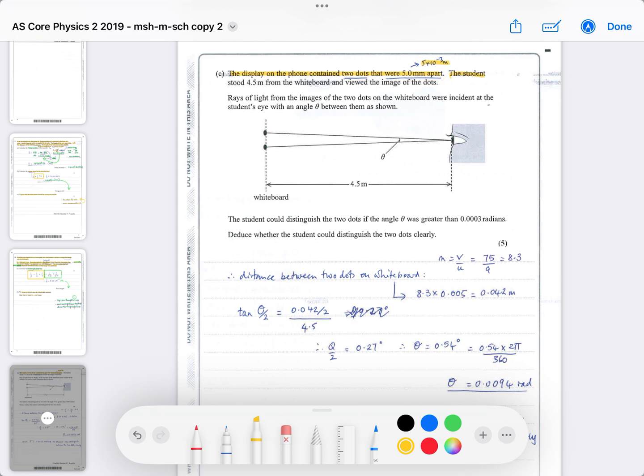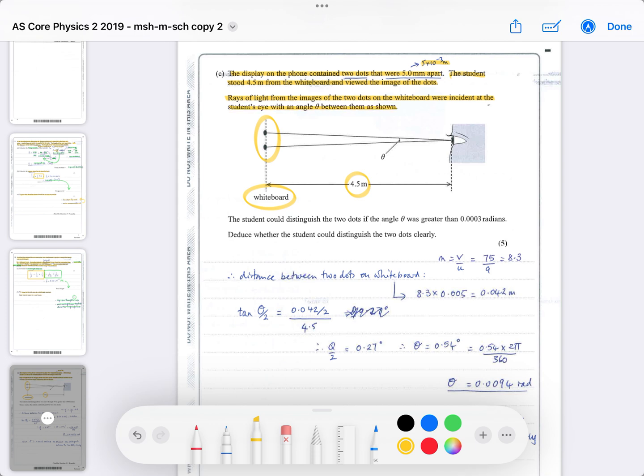The student stood 4.5 meters from the whiteboard and viewed the image of the dots. So here are the dots. On the original, he's looking at the whiteboard, so this is enlarged, okay, because he's 4.5 meters away. So this is the projected image on the screen. Rays of light from the image of the 2 dots on the whiteboard were incident at the student's eye with an angle theta between them as shown.